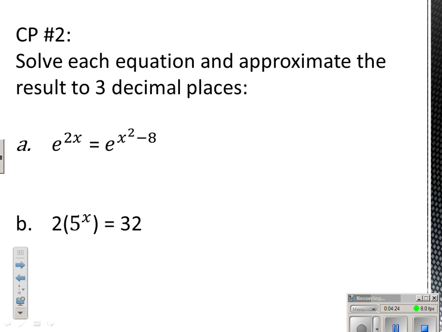Take a look at checkpoint number 2. Solve each equation and approximate the result to 3 decimal places. All right, so we're going to do a little work here with these, and then you may have to use your calculator depending upon what you're looking at.